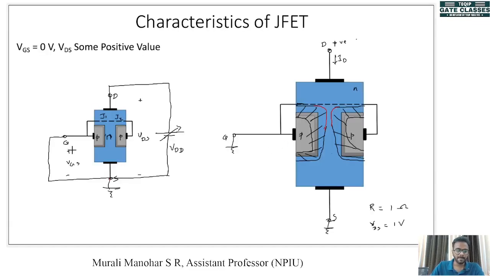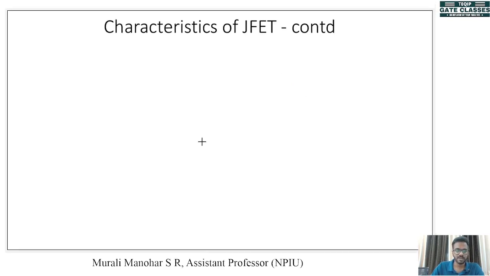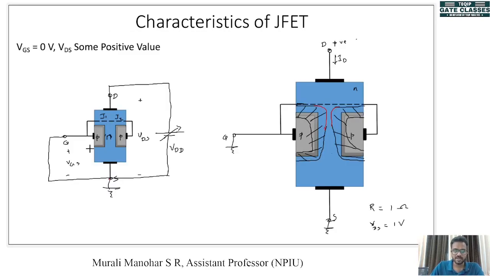What happens if we apply a negative VGS? What happens if VGS is less than 0? If VGS is negative, that means these P layers are connected to a negative supply. So even before we give some VDS, these junctions will be reverse biased. So if we apply a positive VDS, what happens to the junction? It is already reverse biased. Its reverse bias will increase and a pinch-off will occur. So when VGS is negative, pinch-off will occur for a lesser value of VDS compared to the case when VGS was equal to 0 volt.